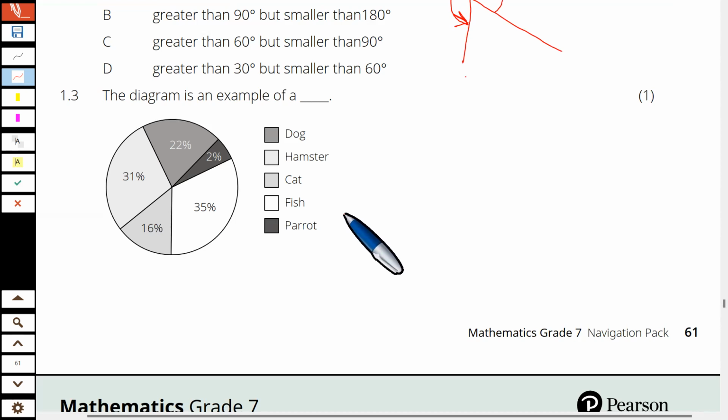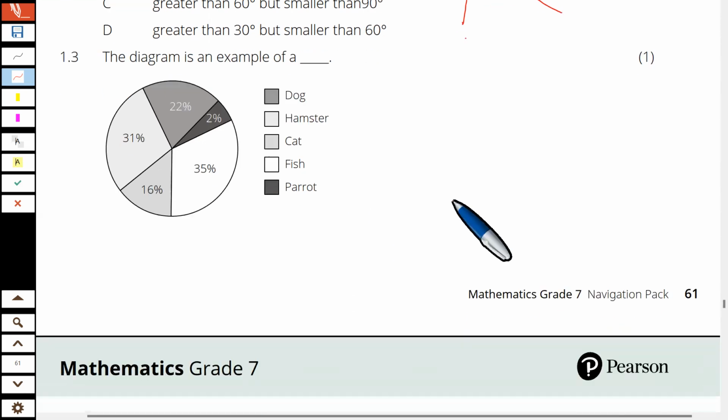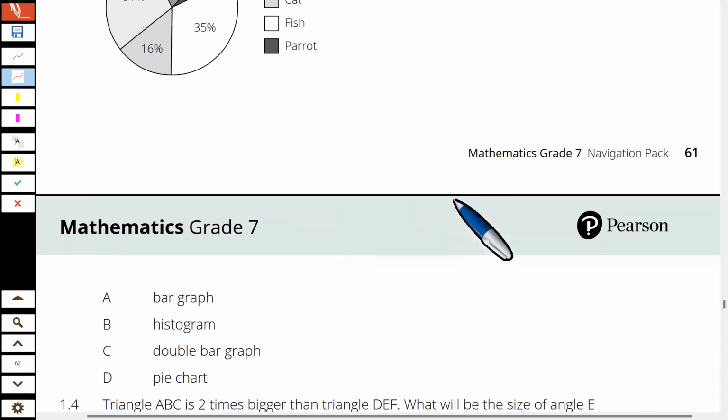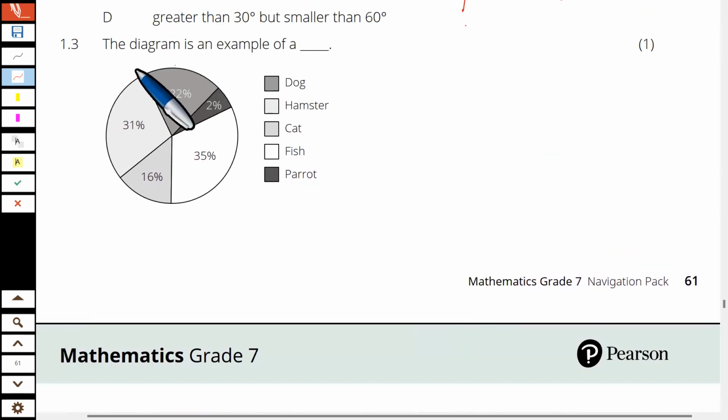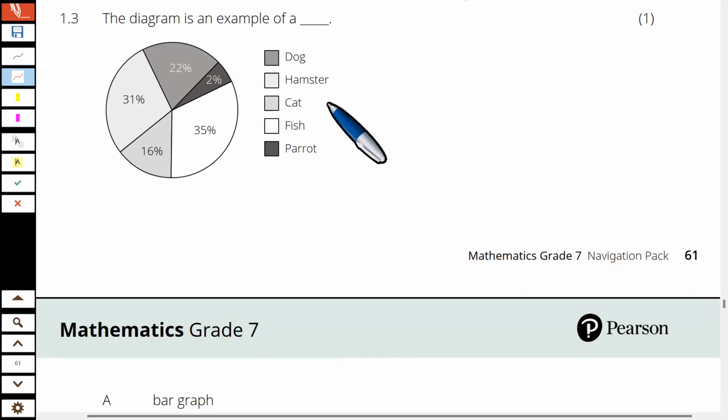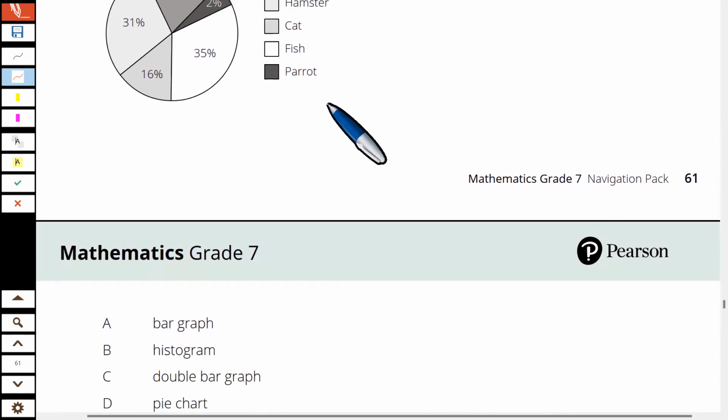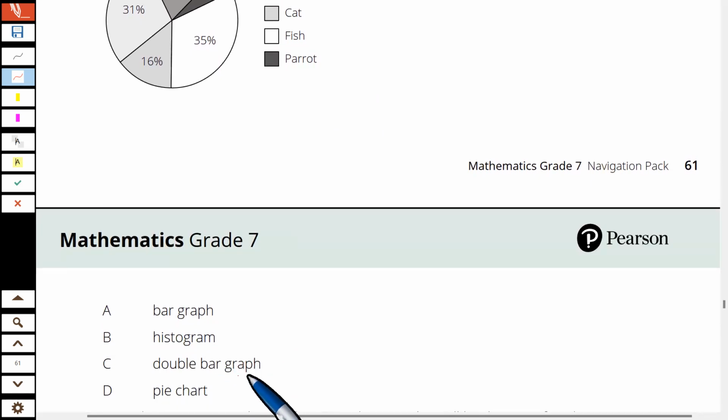Right. So what's the answer? I think it's fish. Okay, let's look. In other words, this diagram is an example of a what? Is it a bar chart? Is it a histogram? Is it a double bar graph? Is it a pie chart? What do you think the answer is to this one here?